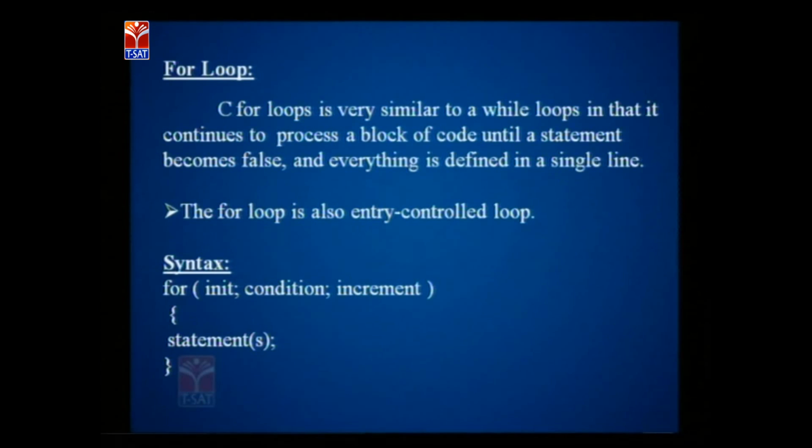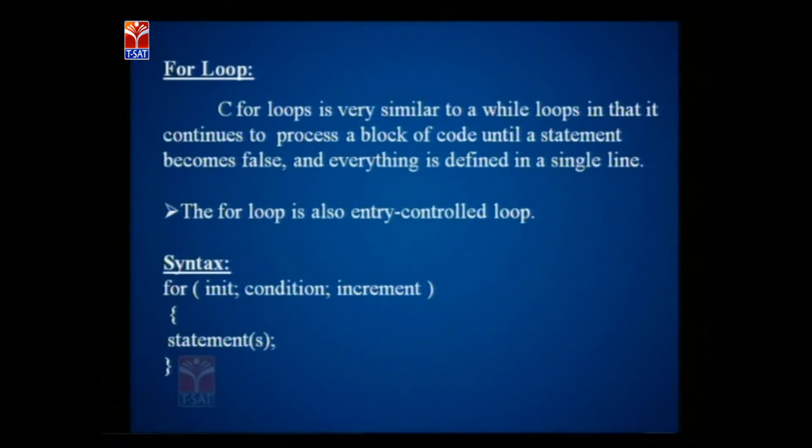And now coming to the for loop. The for loop is similar to the while loop in that it continues a block of code until the statement becomes false, and everything is defined in a single line itself, unlike the do and while loops. The while loop is called an entry control loop, and the for loop is also called an entry control loop. Both have a certain bit of similarity.